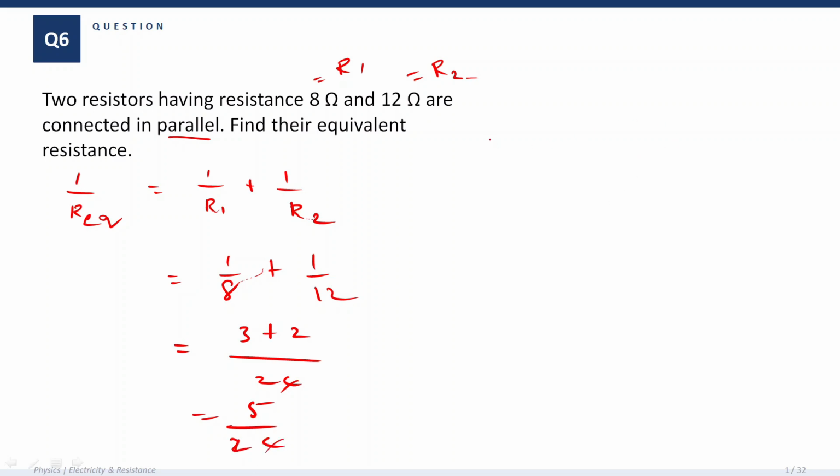R equivalent equal to 24 by 5. 24 divided by 5 is 4.8 ohms.